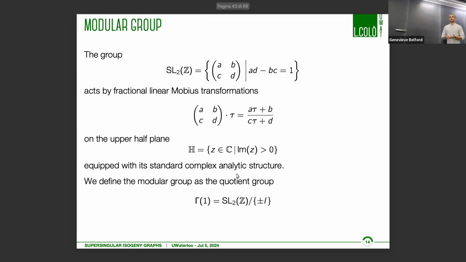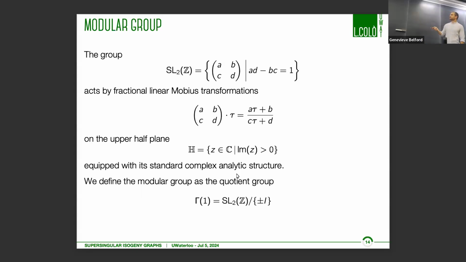Okay, so what does it mean adding level structure? We first have to define the modular group, which is just the quotient of SL2(Z) modulo plus or minus 1, SL2(Z) being the set of 2 by 2 matrices with integral coefficients and determinant 1. You can prove that this group of matrices acts on the upper half plane by this kind of transformation, the upper half plane being the set of complex points with imaginary part bigger than 0.